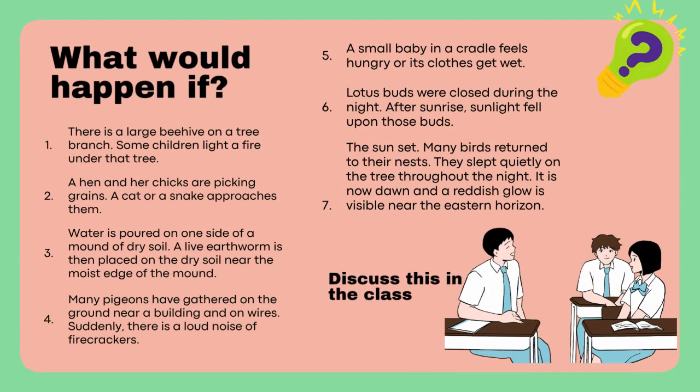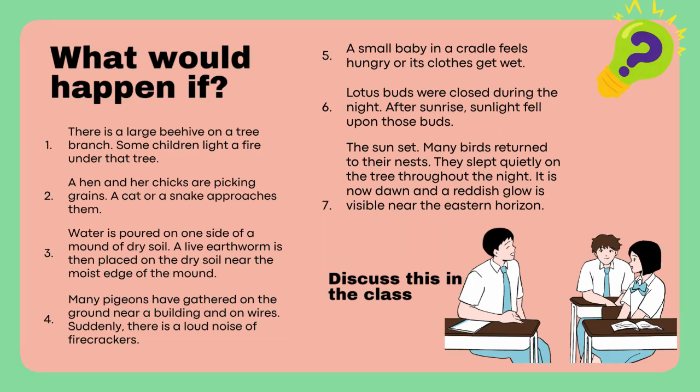Now let's brainstorm with your friends. Discuss the following points in your class. What will happen if there is a large beehive on a tree branch and some children light a fire under that tree? A hen and her chicks are picking grains, and a cat or a snake approaches them. Water is poured on one side of a mound of dry soil, and a live earthworm is placed on the dry soil near the moist edge of the mound.